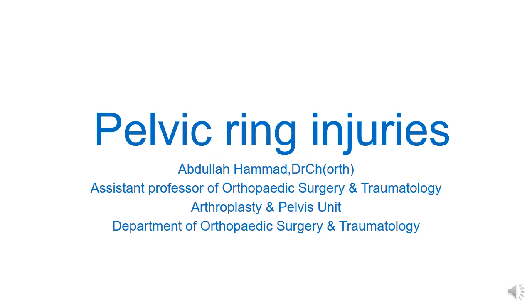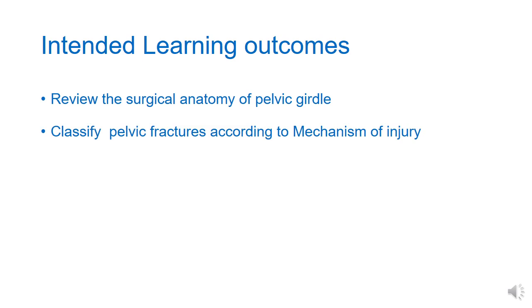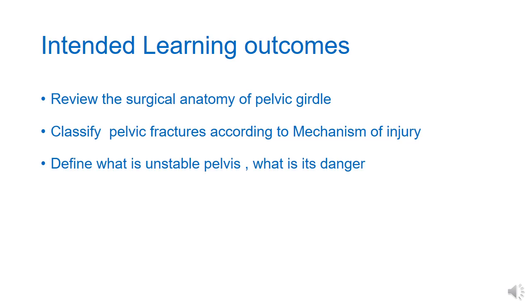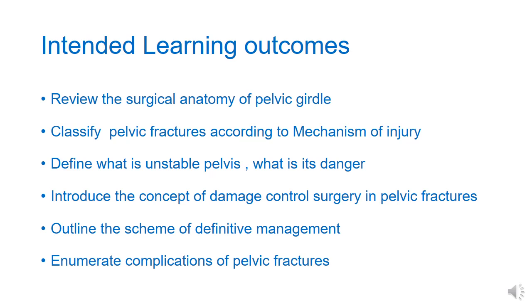Okay, today we'll discuss pelvic ring injuries. Then the outcomes will be to review the surgical anatomy of the pelvic ring or pelvic girdle, to classify pelvic fractures according to the mechanism of injury, and to define what is an unstable pelvis, what is its danger, and to introduce the concept of damage control surgery in pelvic fractures, and to outline the scheme for definitive management. And lastly, we will see what the complications of pelvic fractures are.